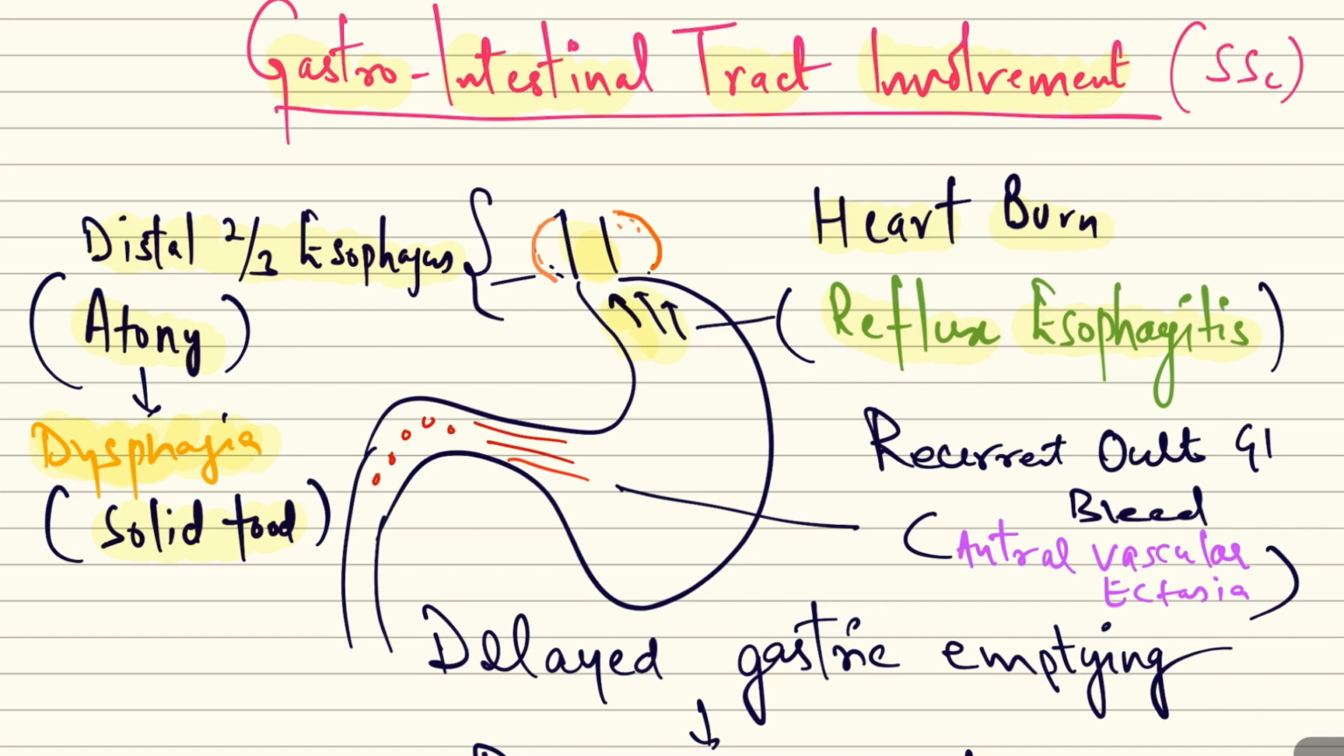Also, there is formation of vascular ectasia in the antrum of the stomach, and when we see this vascular ectasia with endoscopy, it is specially given the name watermelon stomach, and this vascular ectasia sometimes bleeds again and again. This leads to recurrent occult gastrointestinal bleeding in patients of systemic sclerosis.